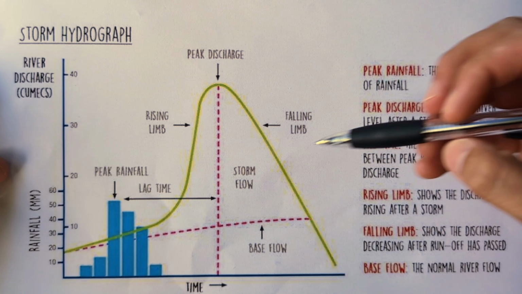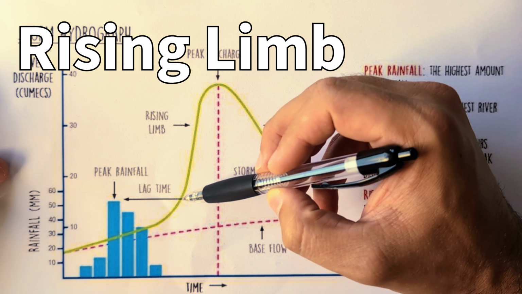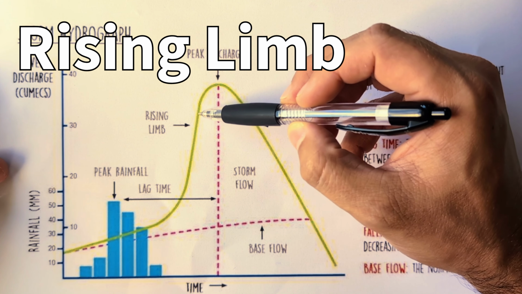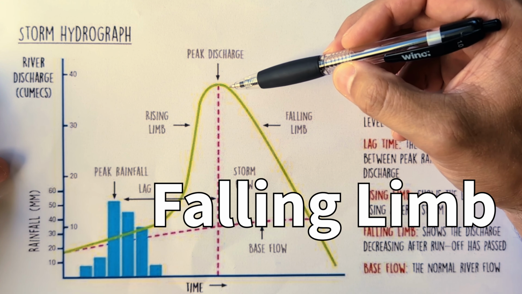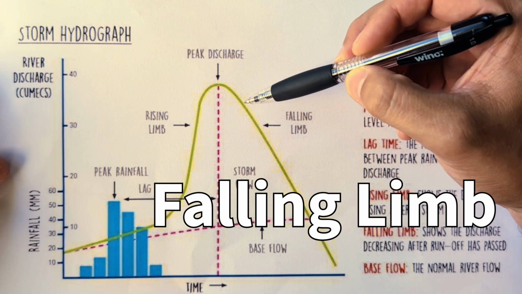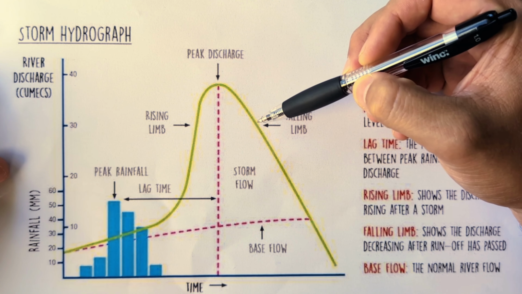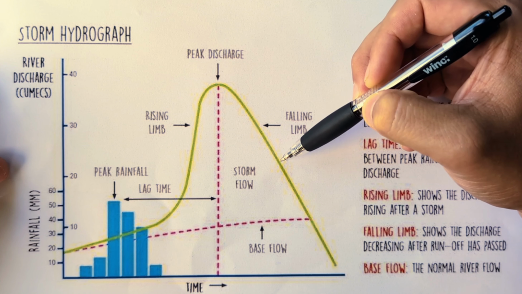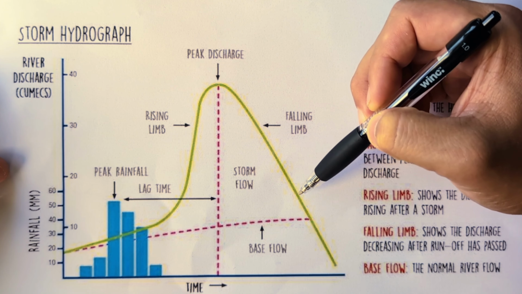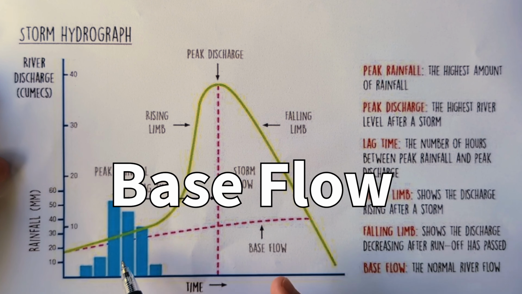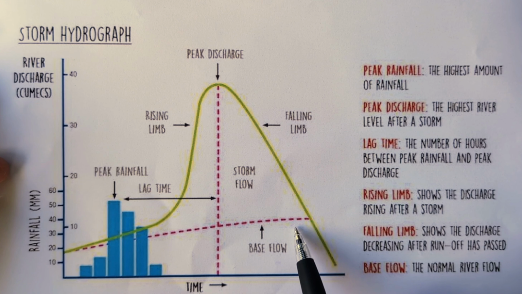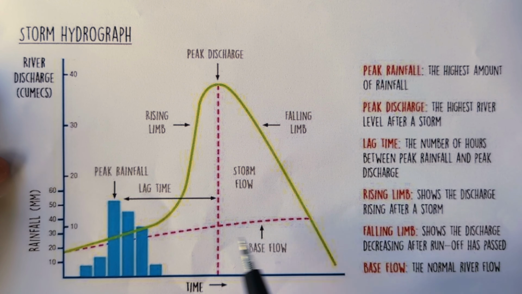Rising limb and falling limb are quite easy. Rising limb means just discharge is increasing, the river's getting fuller and fuller and fuller. And falling limb is when the river is subsiding, its volume is decreasing, essentially it's not as full. We have base flow, which is the normal average of the river, and eventually the river will return to its base flow.